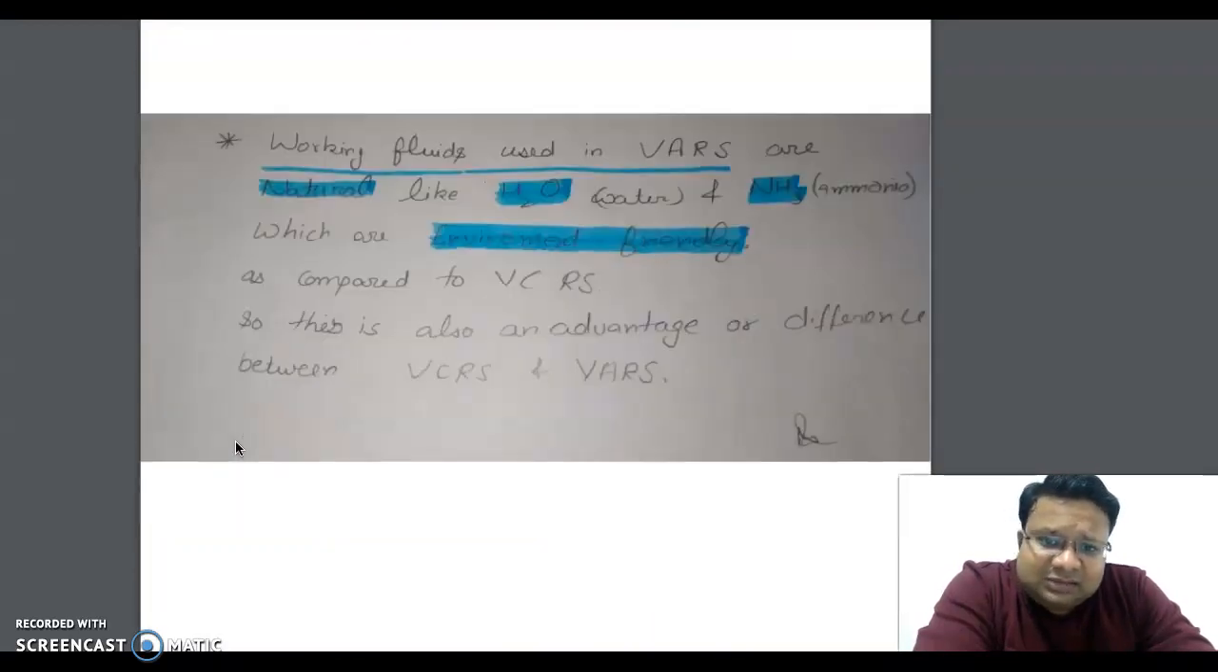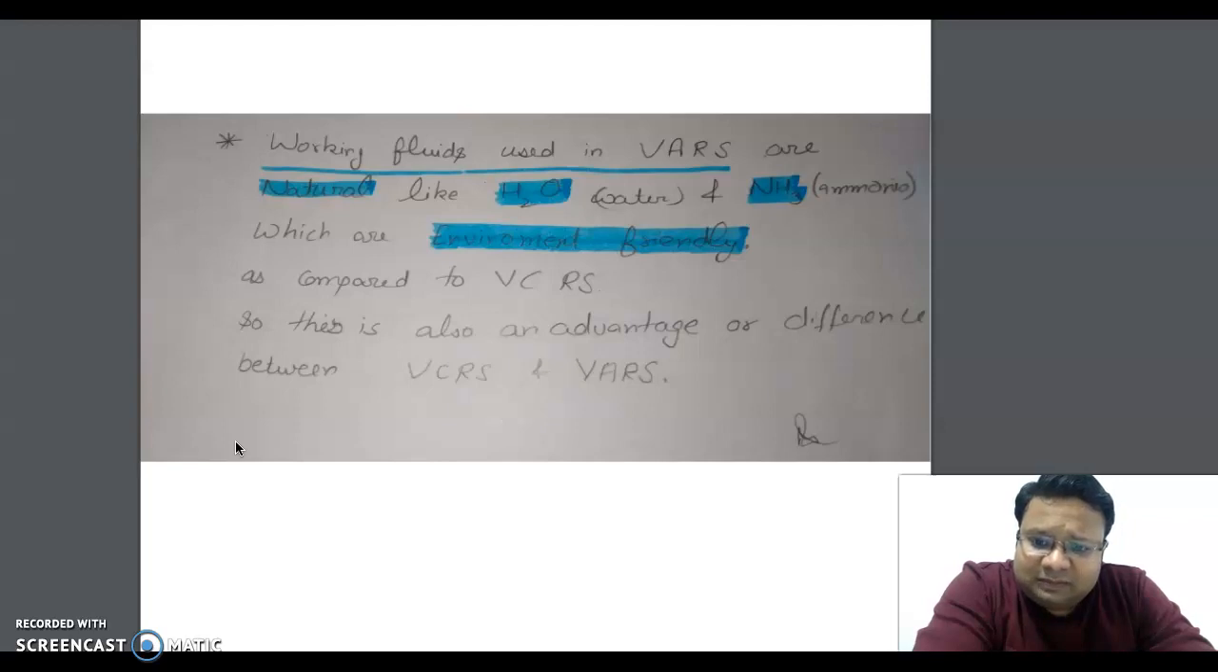And the second difference is that you have seen in vapor compression refrigeration systems, we have used artificial refrigerants like R134a, R11, R12, R22.